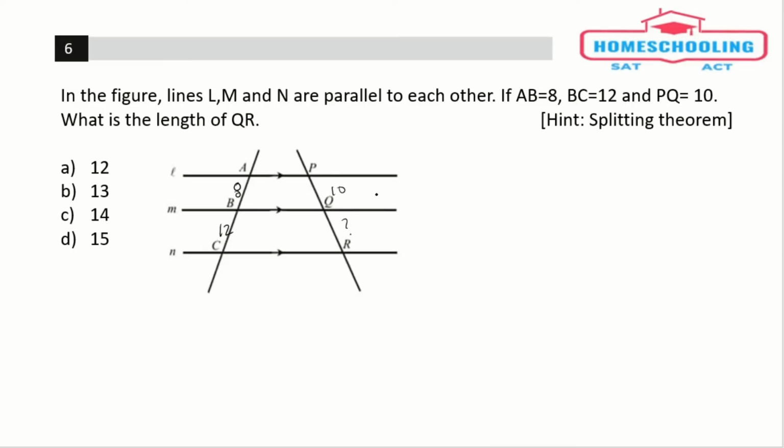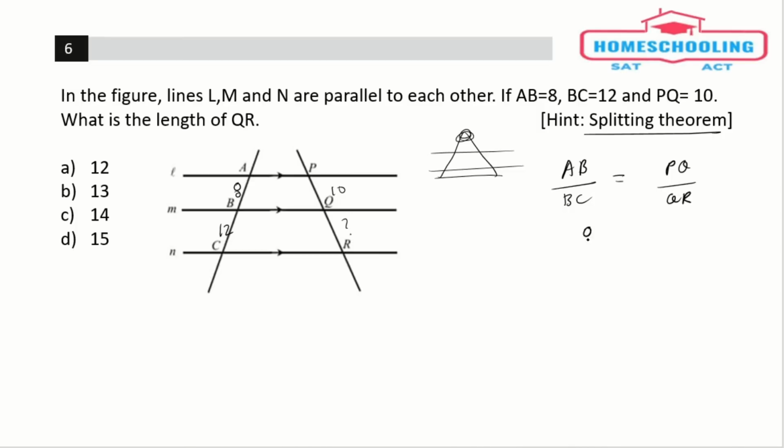If you have read the splitting theorem in the triangles chapter, whenever any triangle is divided by a line, then they divide the sides of the triangle in equal proportion. So if you take this and remove this part, the proportions would be similar. So from the splitting theorem we can say that AB by BC would be equal to PQ by QR.